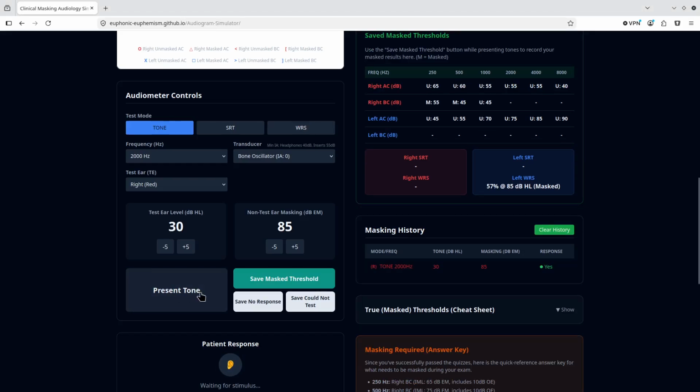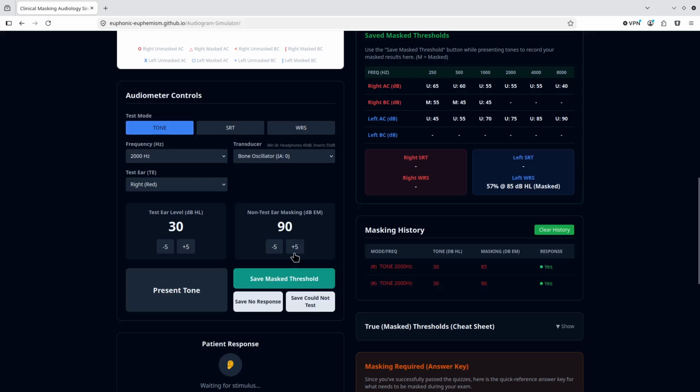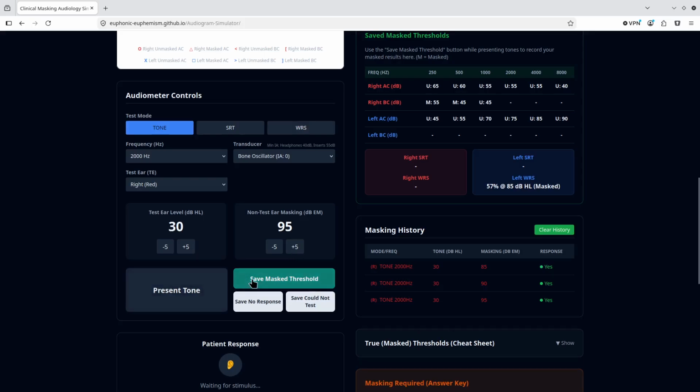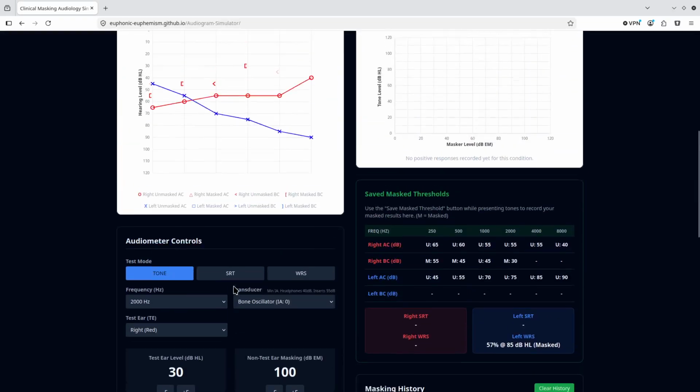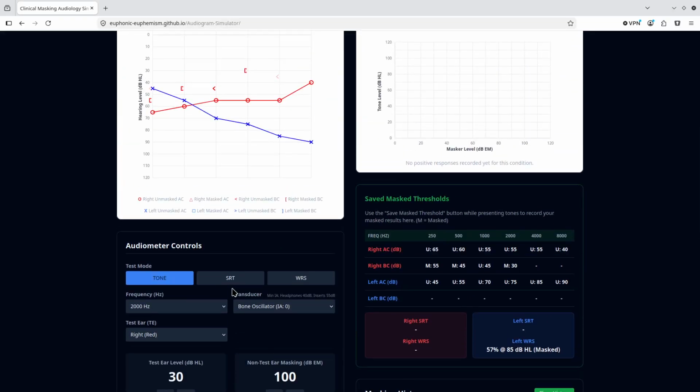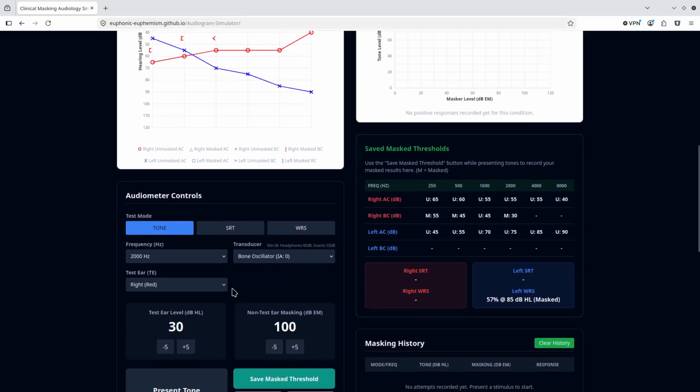Let's present a tone. We get a response. Let's raise the masker. We get a response. Raise the masker again. Get a response. We're getting into uncomfortable territory, but we got a plateau. Save our mask threshold there. Now let's move on to 4,000 hertz.